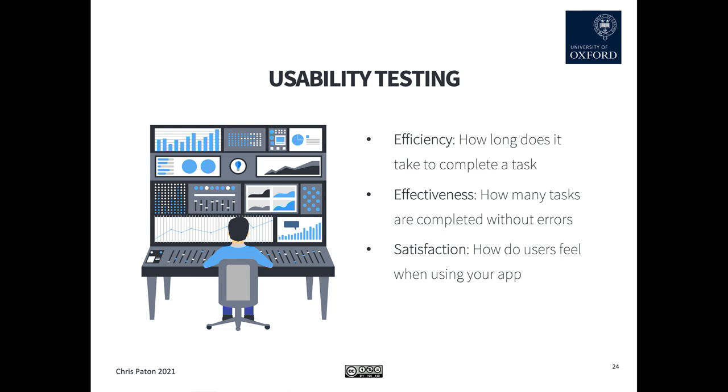The first category is efficiency. That's how long it takes someone to complete a task in your app or software. Next is effectiveness, and that's whether or not you can complete a task without making errors. So you get a percentage of tasks that have been completed without making errors. And then user satisfaction. So how do users feel when they're using the app?